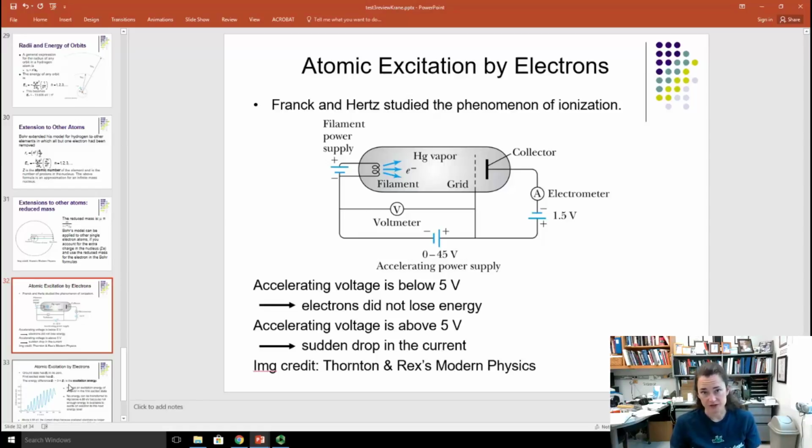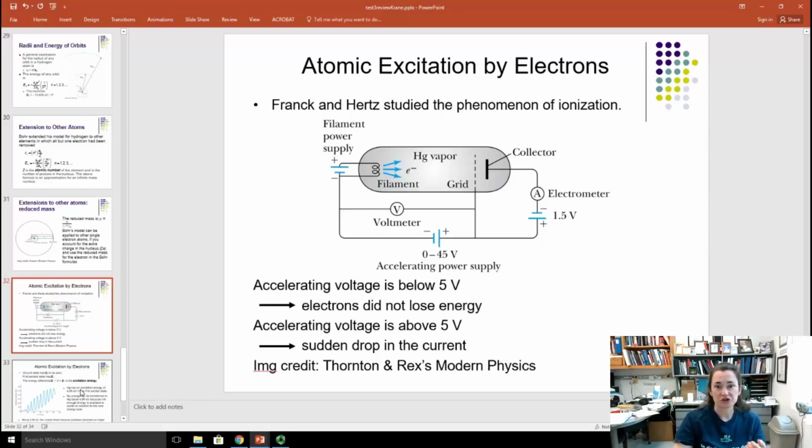Now what happened was, the conclusion of this experiment was that the electrons, when they were accelerated and have enough energy, would undergo inelastic collisions with the mercury atoms. These inelastic collisions would transfer the kinetic energy from the electrons to the mercury atom, and that energy would be used to excite electrons within the mercury from the ground state to the first excited state. Okay? That was a defined set amount of energy.